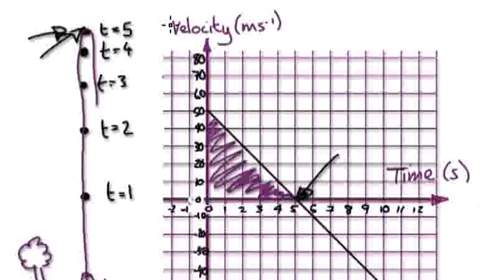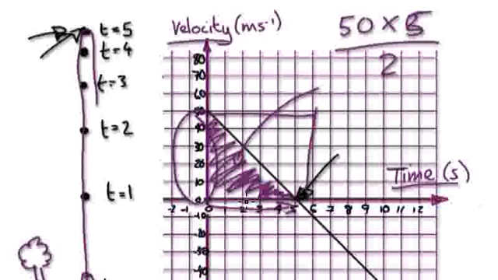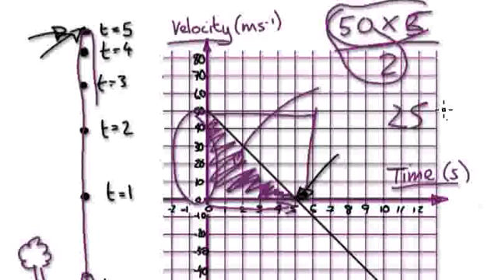The area underneath the velocity time graph represents the distance traveled. Well, for the time being, it represents the distance traveled. So if you want to know the maximum height here, work out the area underneath this graph. The height here would be 50 times 5, and then we divide it by 2 because it's half of a rectangle. So this would be 250, divided by 2, and that equals 125 meters.